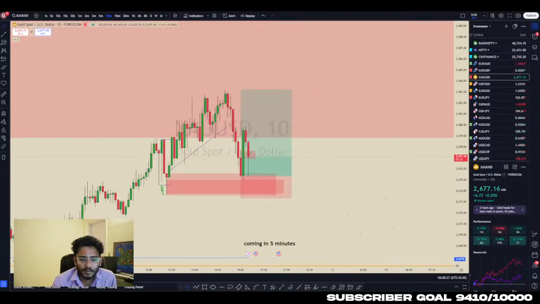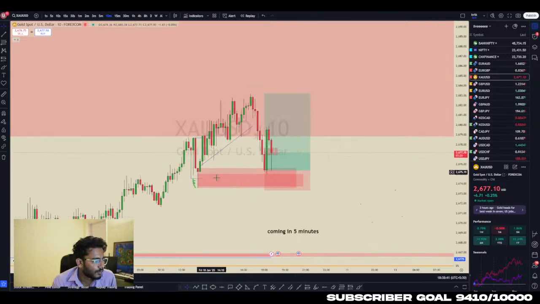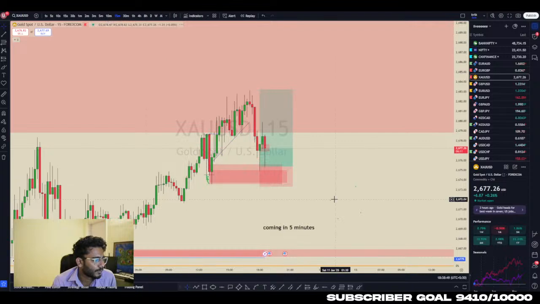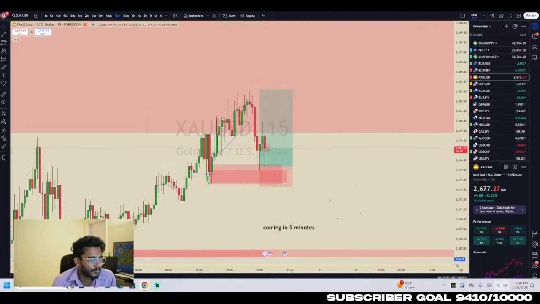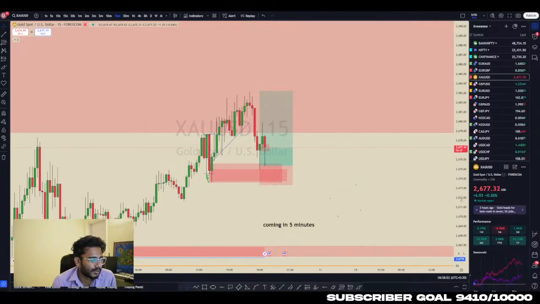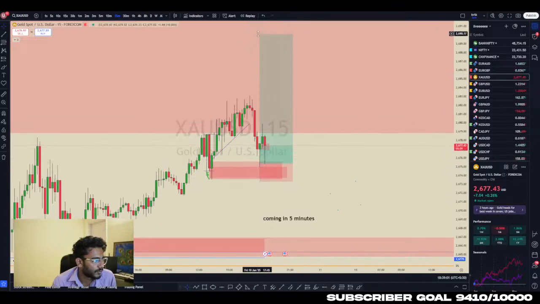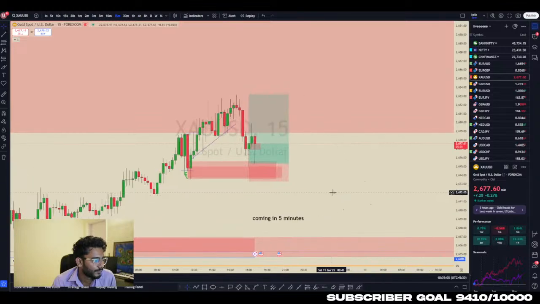So I'm ending this live here. If you are in the trade, book your profits here and close 20-30% of the position. And if price continues to the upside, then trail your stop loss to the upside. Okay. But for now, this is our TP.